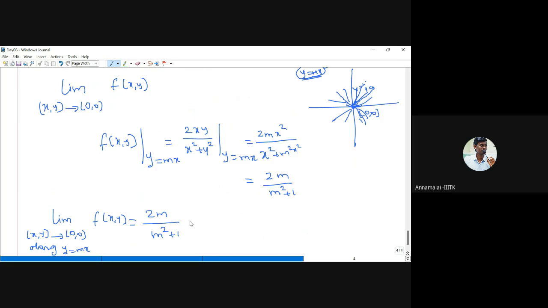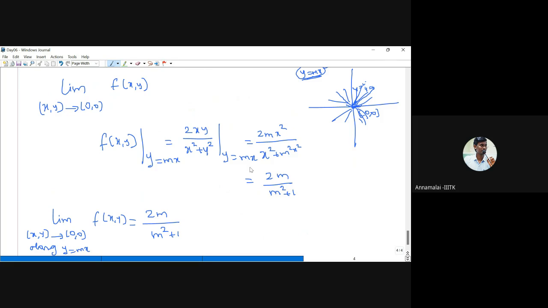Suppose you take the path y equal to mx with m equal to 1, then you get one value. If you take m equal to 2, you'll get another value. If you take m equal to 3, you'll get another value. So if you take any different line, you'll get different limits. Therefore, the limits are not unique. When we say the limit exists, if you take any direction, all limits should exist, and then all the limits should be equal. So we are going to prove this limit does not exist. That's why I'm taking the particular path.